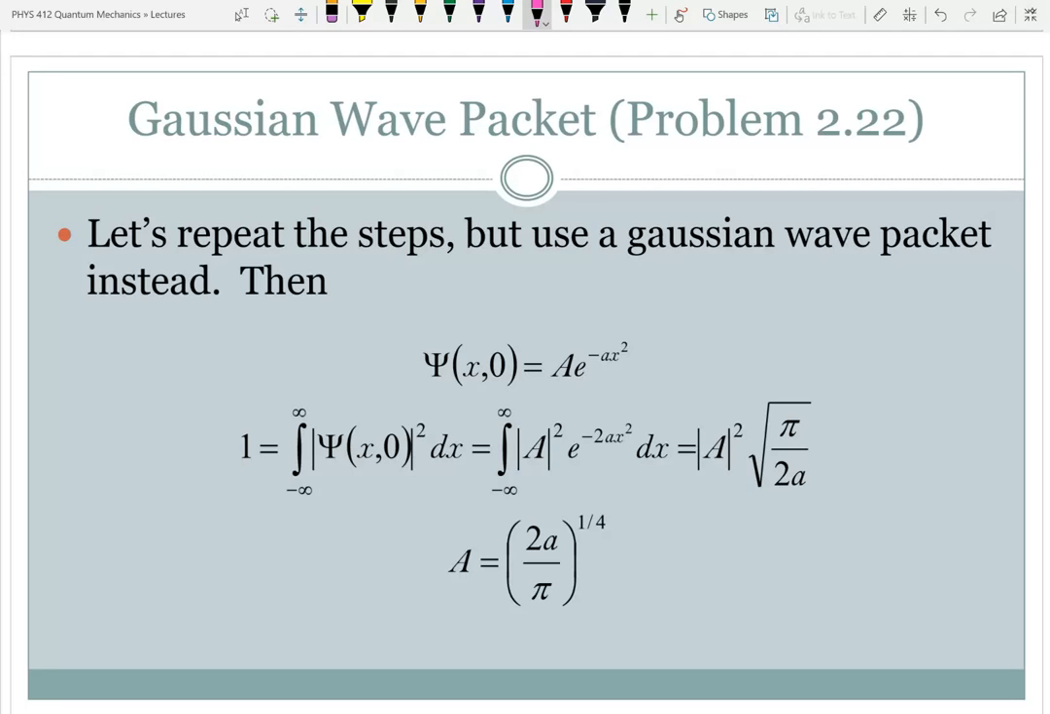So we're going to start now with a Gaussian distribution. At time equals 0, we have a Gaussian distribution of particles. The first step is to normalize.